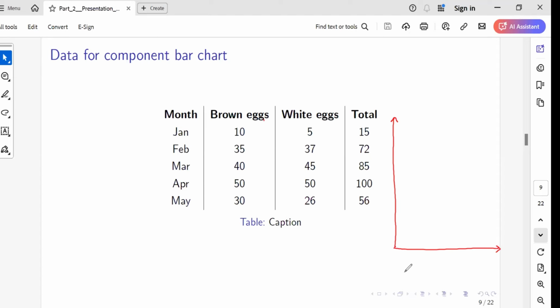I have my months: January, February, March. Please pardon me for ending here. You should do April and May, but I'm pausing here. Then I'm going to label from 10.